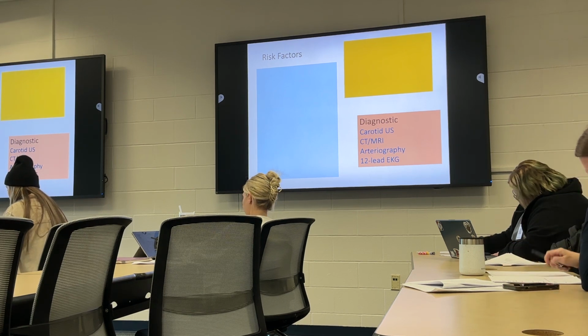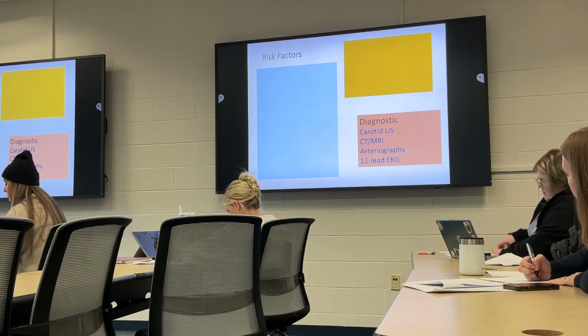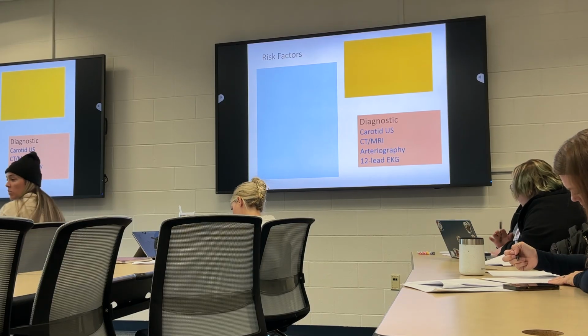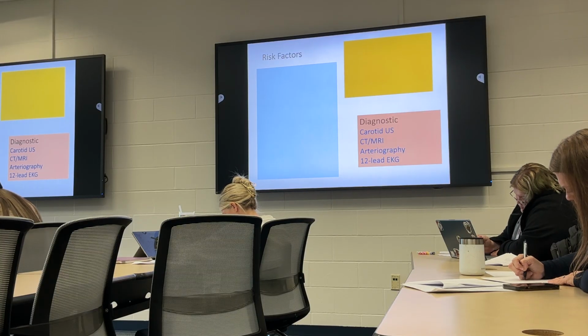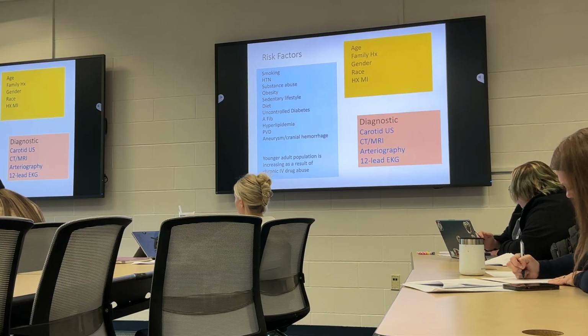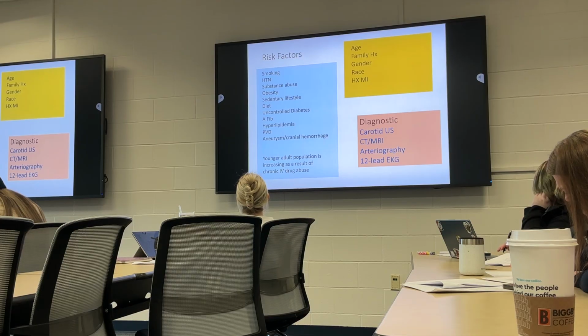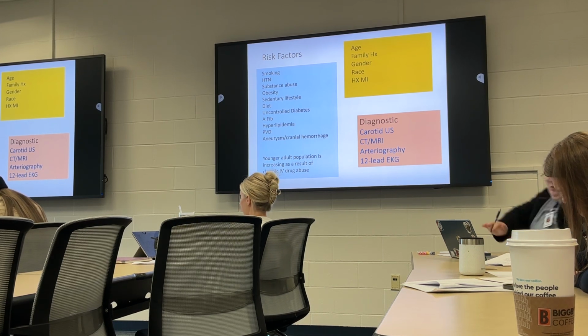Risk factors: hypertension, smoking, alcohol, obesity, high cholesterol, AFib, diabetes, uncontrolled diabetes. Did we miss anything? Sedentary lifestyle, diet, aneurysm, hemorrhage. Age, family history, gender, those are non-modifiable.